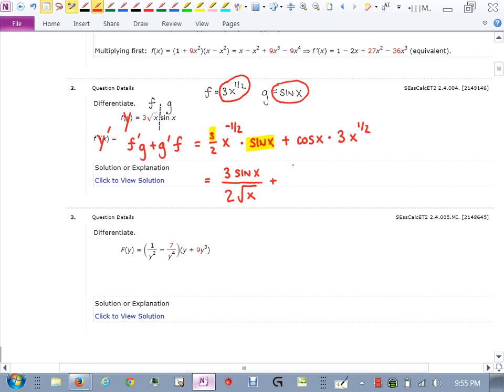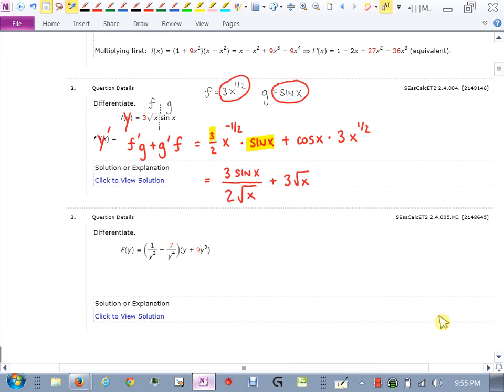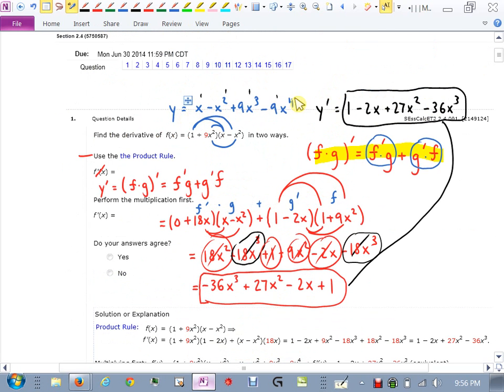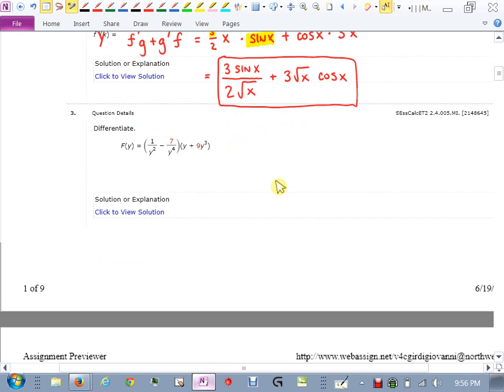And then I have plus the other one. Can't really do a whole lot to that. I'm just going to go 3 root x. I'll put it in front of the cosine x. And that is sufficient right there. But again, notice you could not have done what we did up here where we expanded out. Can't do that because there's no expansion possible here. So the only thing we have is the product rule.